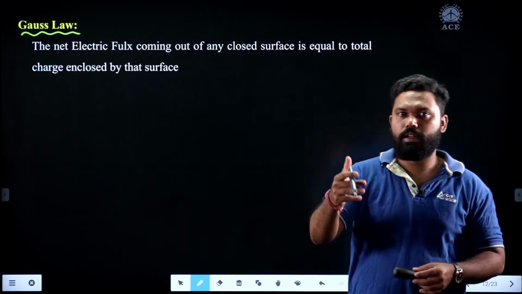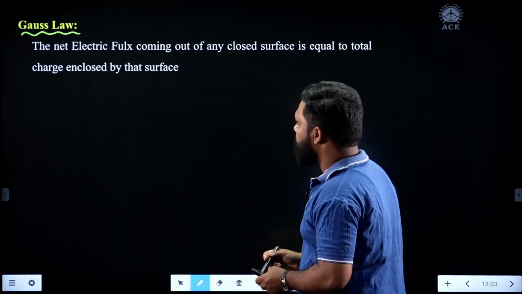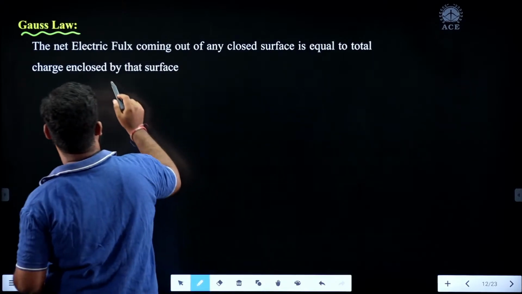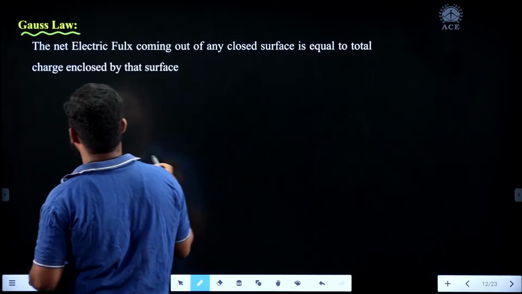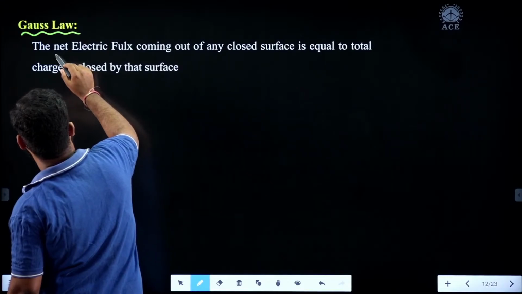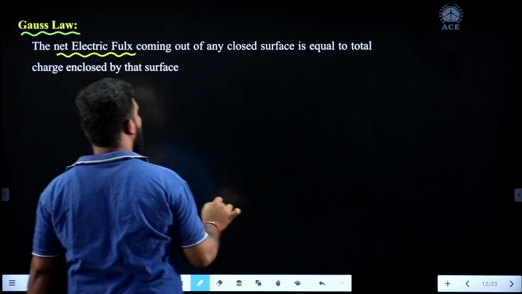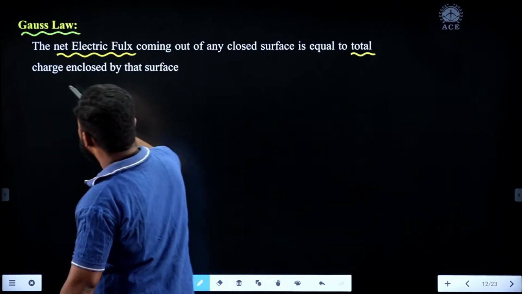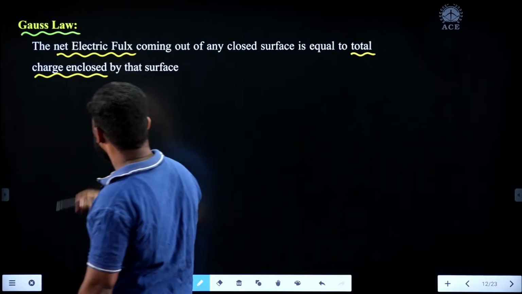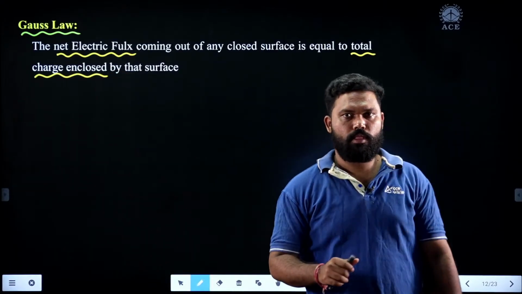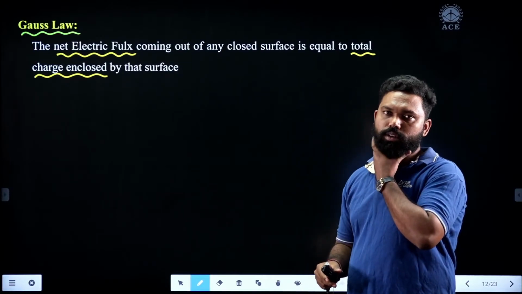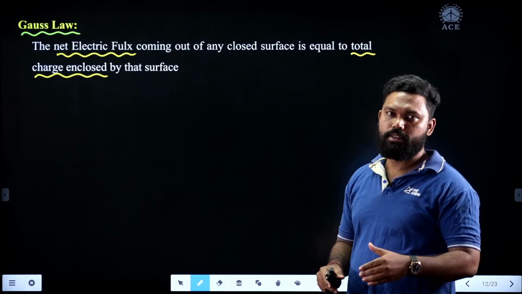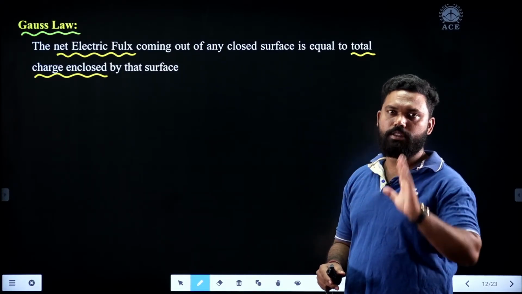Gauss law talks about net electric flux. Read out the statement. The net electric flux coming out of any closed surface is equal to the total charge enclosed by that surface. So net flux, how can you interpret the flux? The number of lines crossing the given surface is called flux.